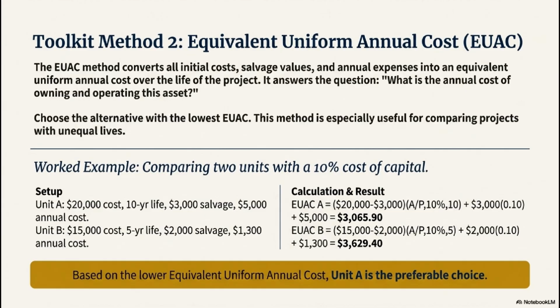Method 2 is equivalent uniform annual cost, or EUAC. It spreads all costs into an equal annual amount over the project's life, perfect for comparing alternatives with different lifespans. You simply choose the option with the lowest EUAC.